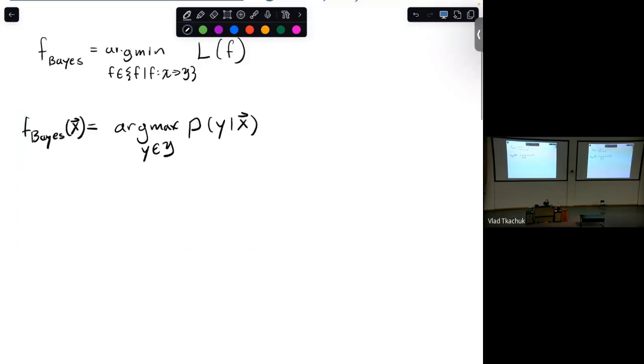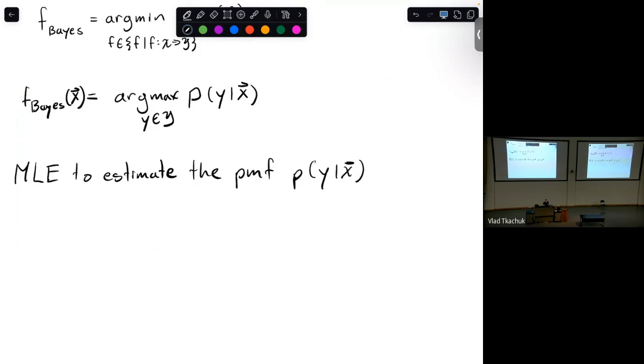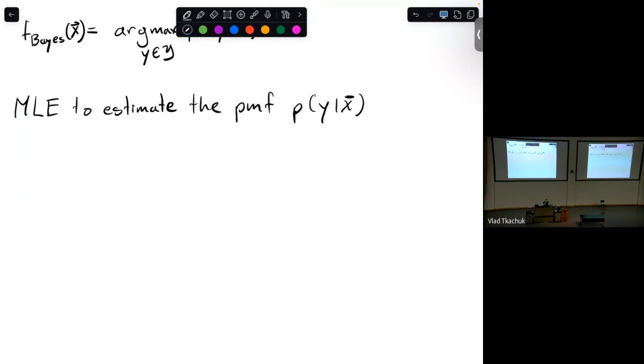Okay. So how is this going to work? Well, it's going to work the same way as before, which is we're going to use MLE, maximum likelihood estimation, to estimate the PMF P of y given x. And this is a PMF because the labels are this discrete set of objects.